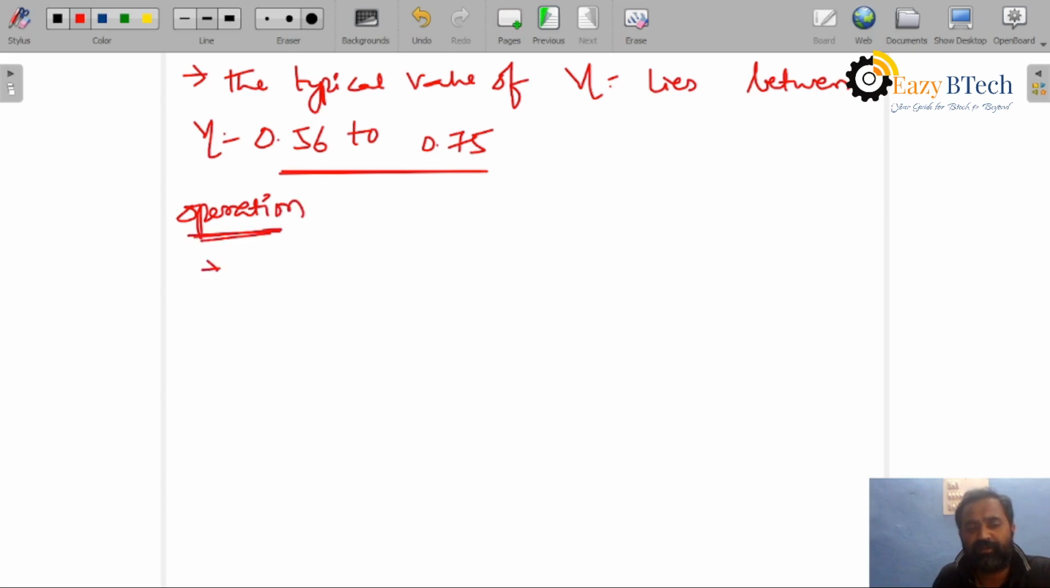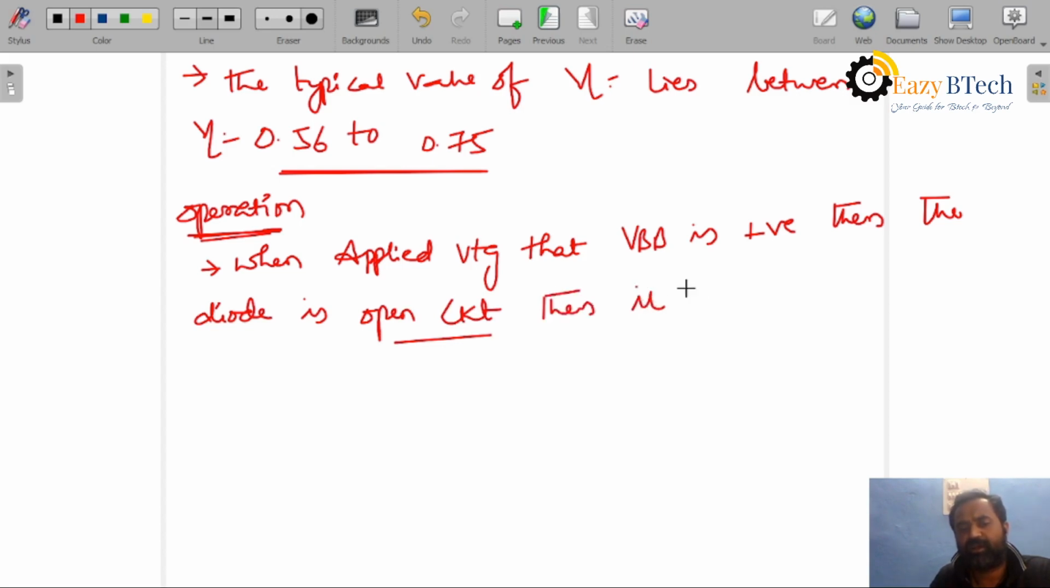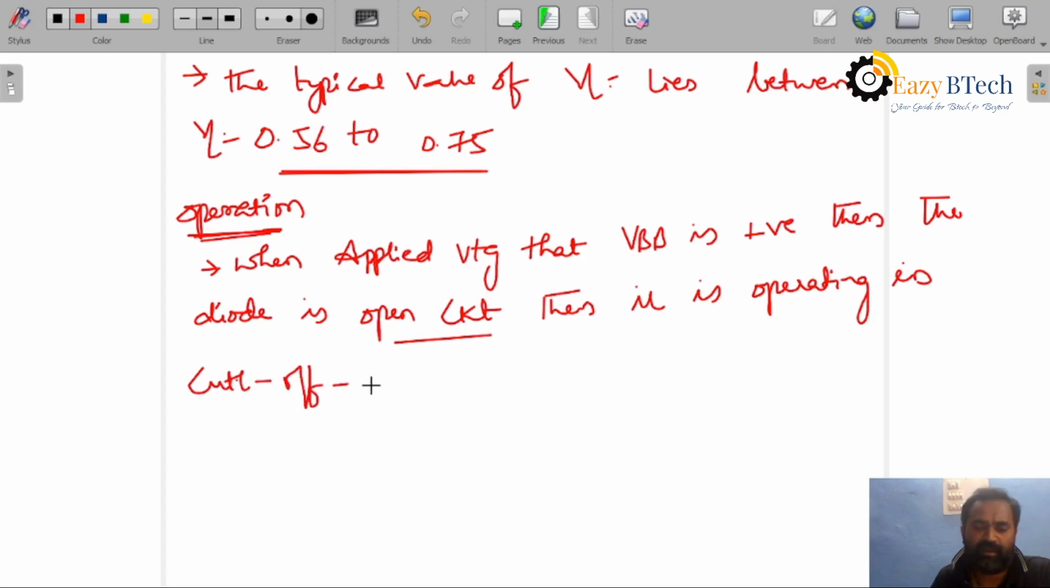Now we will go for the operations. When the applied voltage, that is VBB, is positive, then the diode is open circuit. Okay, then it is operating in the cutoff region. No current will flow. Cutoff region.